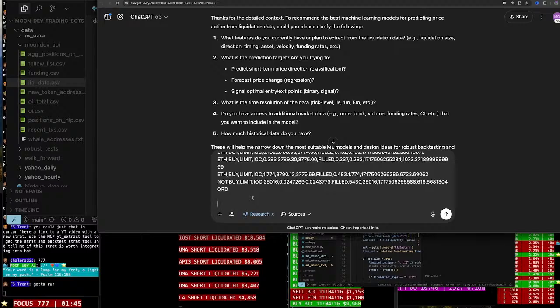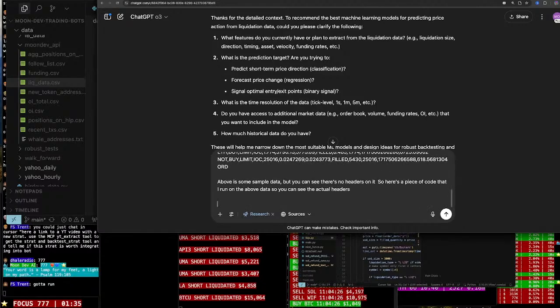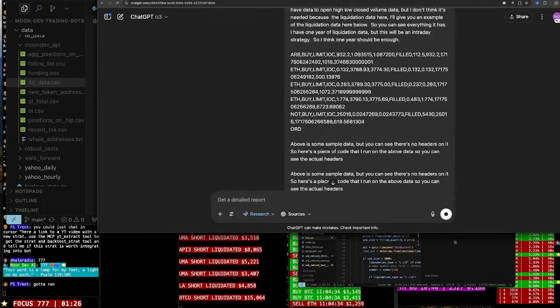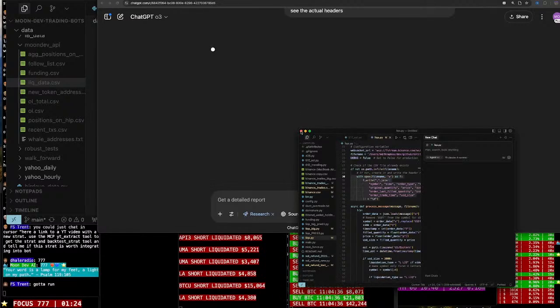Above is some sample data, but you can see there's no headers on it. So here's a piece of code that I run on the above data so you can see the actual headers. Okay, there we go. See what she's got. Let's see what she's got.